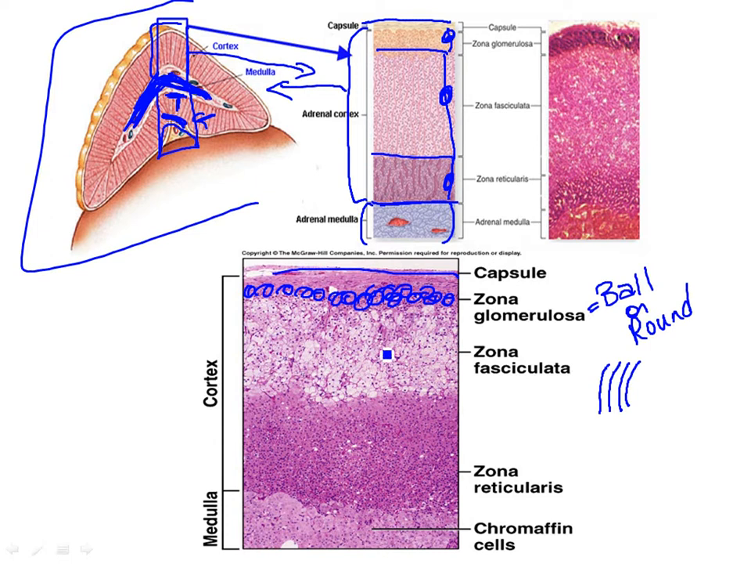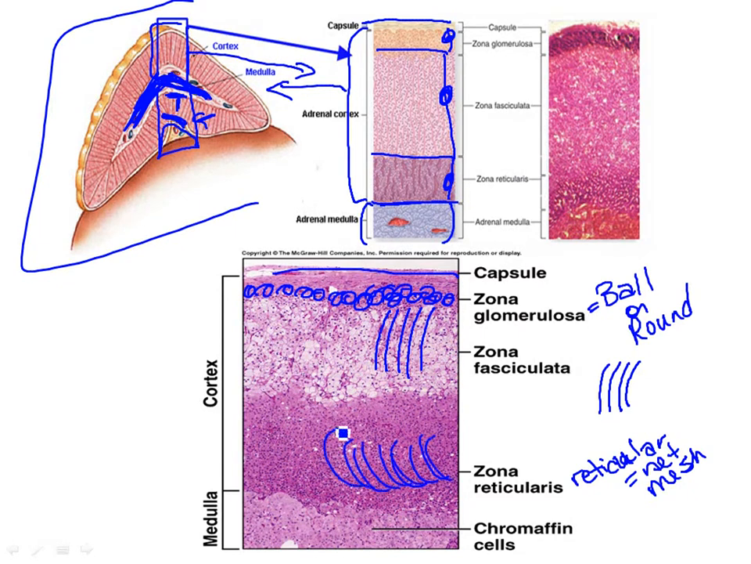So even though this picture doesn't show it as well, most of the time you're going to see cells that are somewhat arranged in columns. And then reticularis, reticular, and that is a U there, I promise, means a net, or a mesh. So in your reticularis, your cells are going to be somewhat all meshed together.